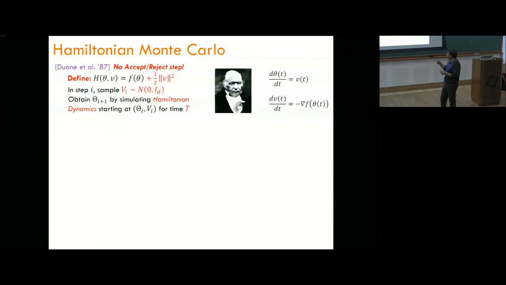So here's a particle. Here's what I'm doing. I'm kicking it with a random velocity. It lives in a potential well. I let it move deterministically for some time, this t in continuous time. I stop it. I kick it again. This is the algorithm.